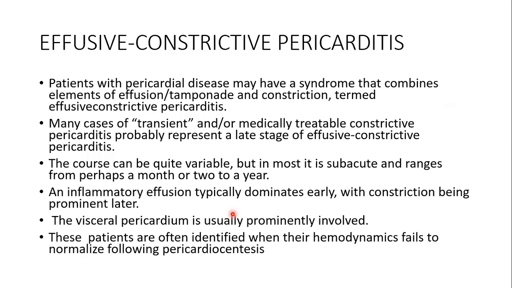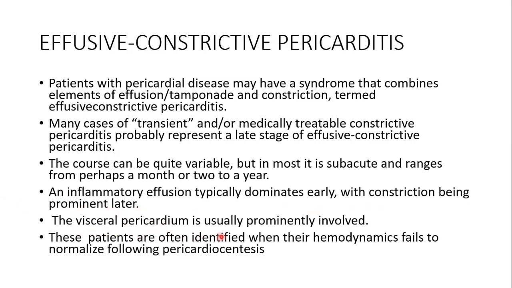A patient with pericardial disease may have a syndrome that combines elements of effusion, tamponade, and constriction, which is termed effusive constrictive pericarditis. And many cases of a transient and/or medically treatable constrictive pericarditis probably represent a late stage of effusive constrictive pericarditis. The cause may be quite variable, but in most, it is subacute and ranges from perhaps a month to a year. So the inflammatory effusion typically dominates early. That means there's production of fluid, as it were, with constriction being prominent later.